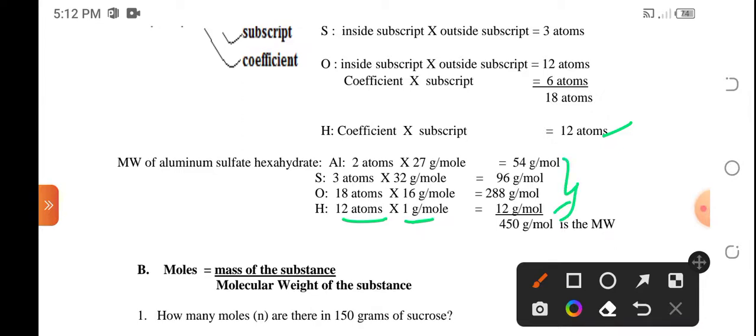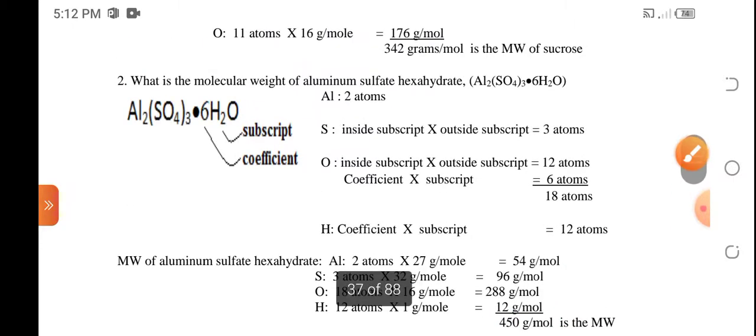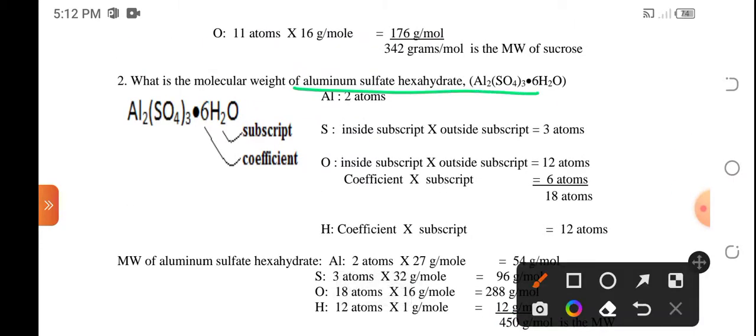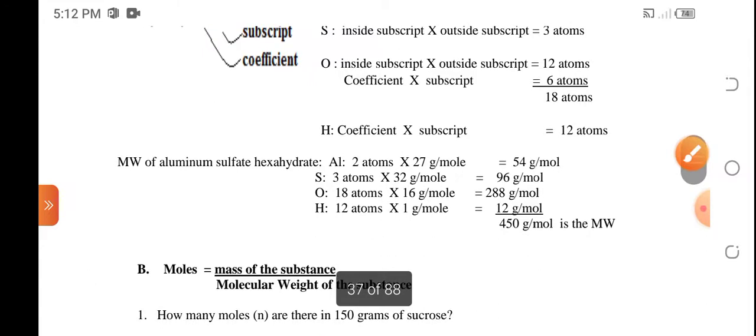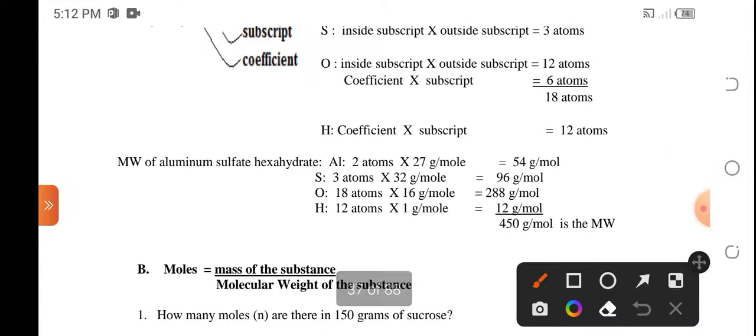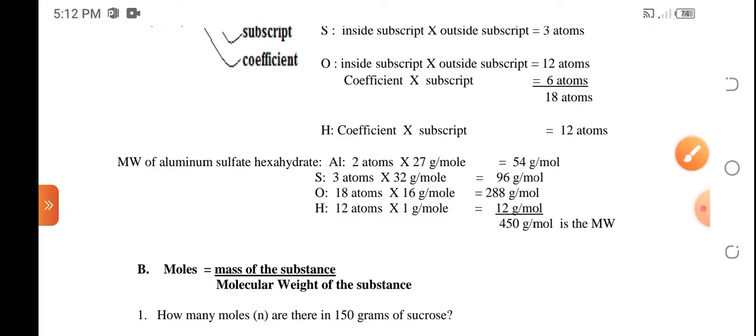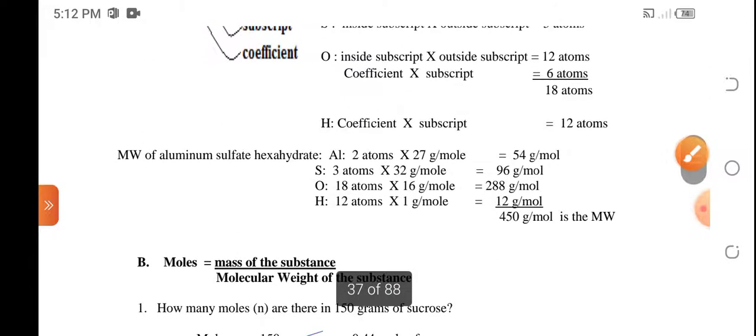So the total of all products would be 450. So 450 grams per mole is the molecular weight of aluminum sulfate hexahydrate. Okay? So always consult your periodic table for the individual atomic weights. Okay? So that's for molecular weight.